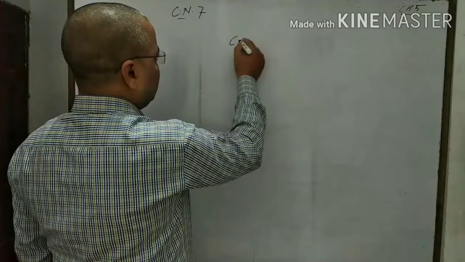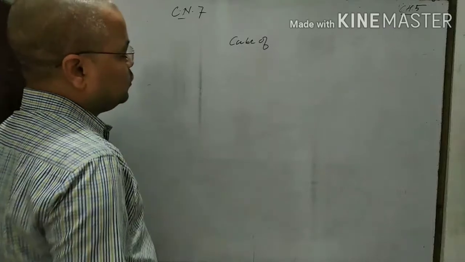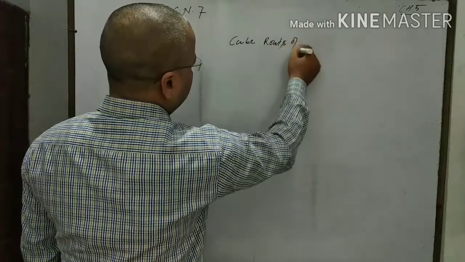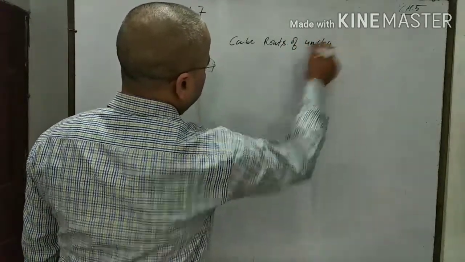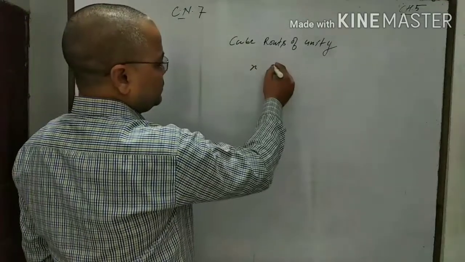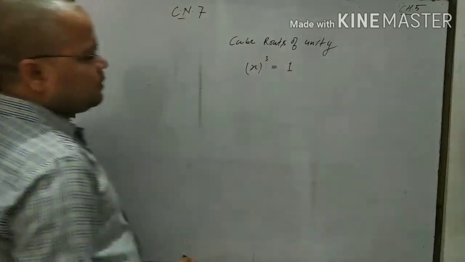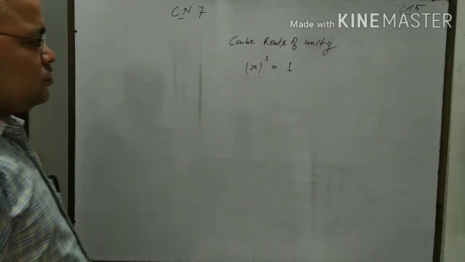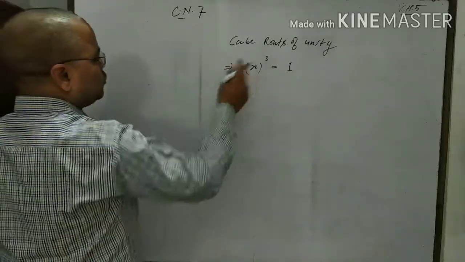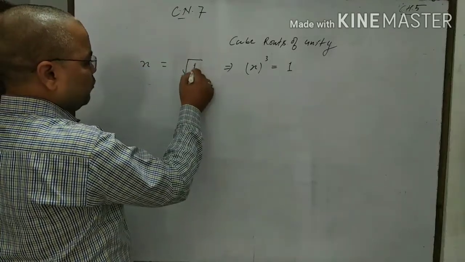In this video we discuss the cube roots of unity. Dear student, x cube is equal to 1. Here x cube is equal to 1. If we find the cube root of unity, x is equal to cube root of 1.